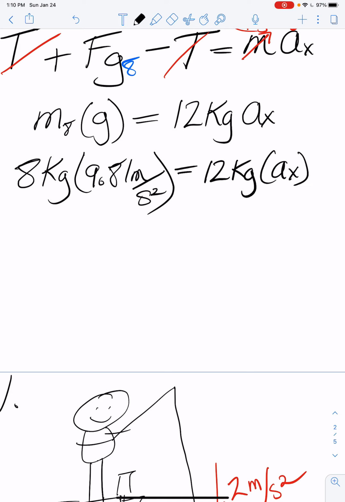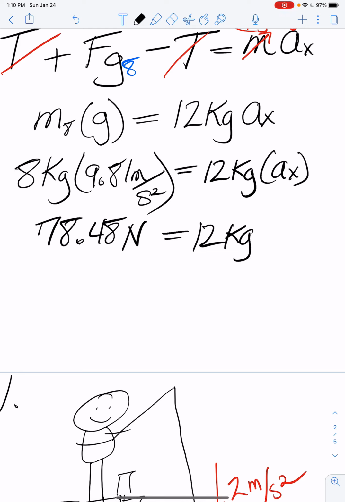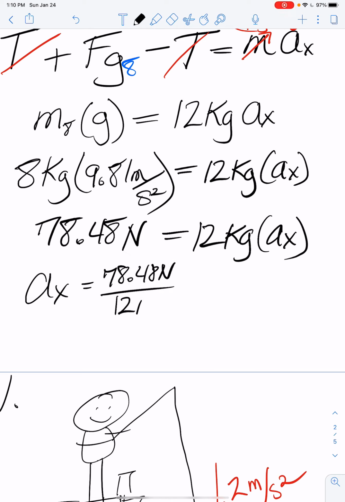Now let's go ahead and do a little multiplication here. 8 times 9.81 is 78.48. So ax is going to equal 78.48 newtons divided by 12 newtons, which is 6.54 meters per second squared. I think I had my units wrong, didn't I? Yeah, that should be 12 kilograms.